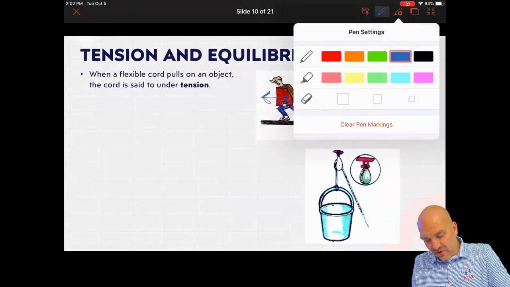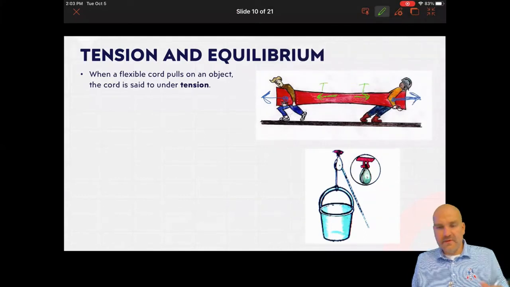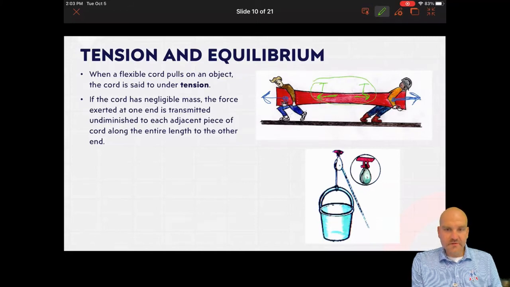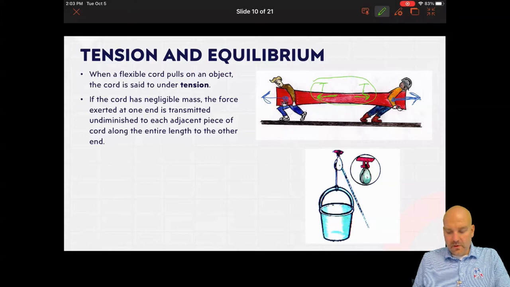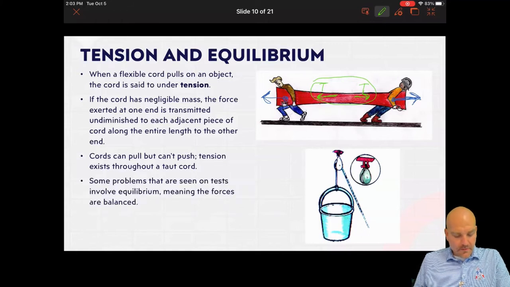But what happens is internally, right, we have a tension going this way and a tension going that way. So if the cord has negligible mass, the force exerted at one end is transmitted undiminished to each adjacent part. So that's why your tensions would be equal along that entire length. But also understand that cords can only pull, but they can't push. Okay, and tension will exist throughout a taut cord.